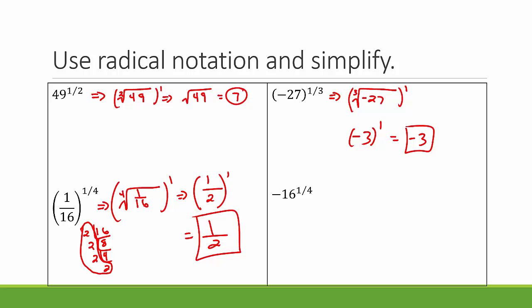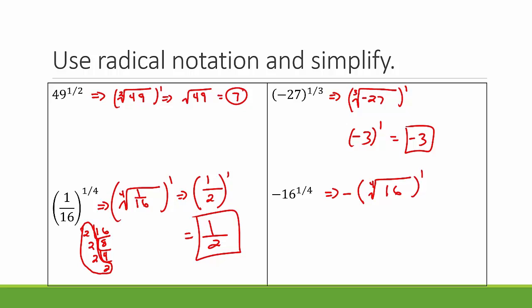Okay, what about -16 raised to the 1/4 power? Now this time the negative is not in parentheses with the 16. Therefore, that really means -1 times, or negative, the 4th root of 16. That negative would stay outside of the whole thing, raised to the first power. So since the negative was not in the parentheses, it will not go under the radical with the 16.